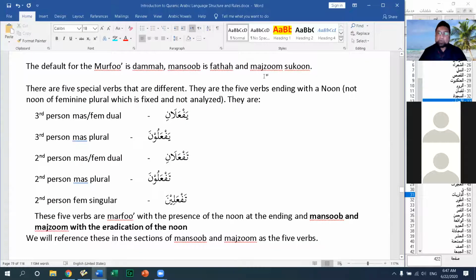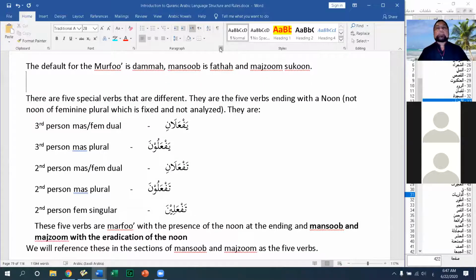So if we take the verb taktubu, we say anta taktubu, you write. Taktubul risala, for example, the letter. You're writing the letter. أنت تكتب الرسالة أو تكتب الرسالة. We do analysis of this. We say تكتب فعل مضارع مرفوع وعلامة الرفع الضمة على آخره. أن الرسالة مفعول به منصوب وعلامة النصب الفتحة على آخره.